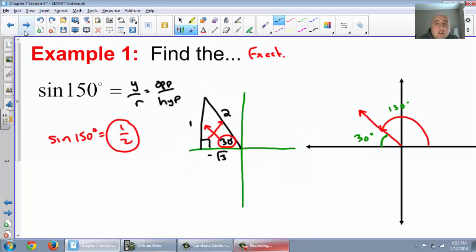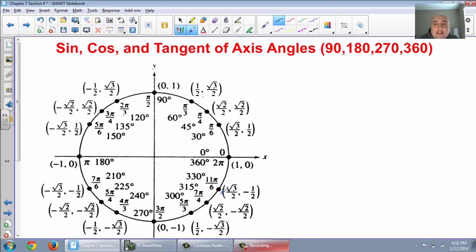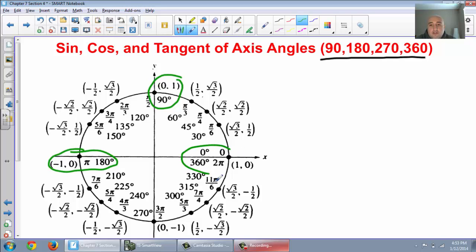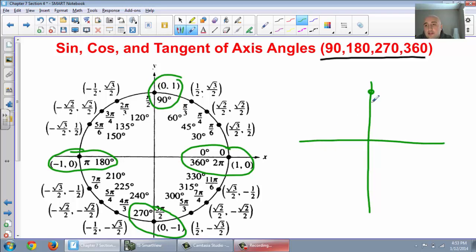All right, and lastly, I want to talk about 90, 180, 270, and 360. Let me actually change my color here. I'm going to talk about 90 degrees, 180 degrees, 360 degrees, and down here 270. So always remember that these are angles right on the axes: 90, 180, 270.